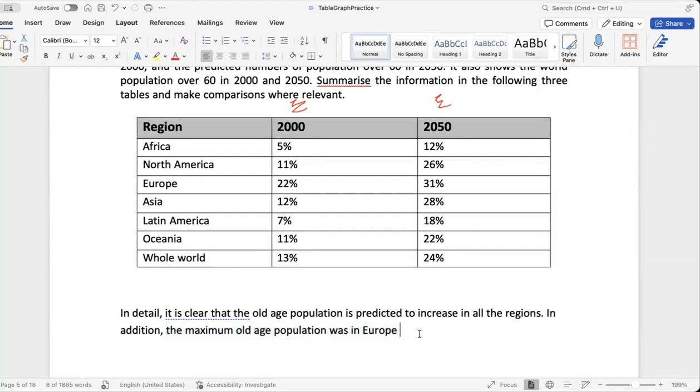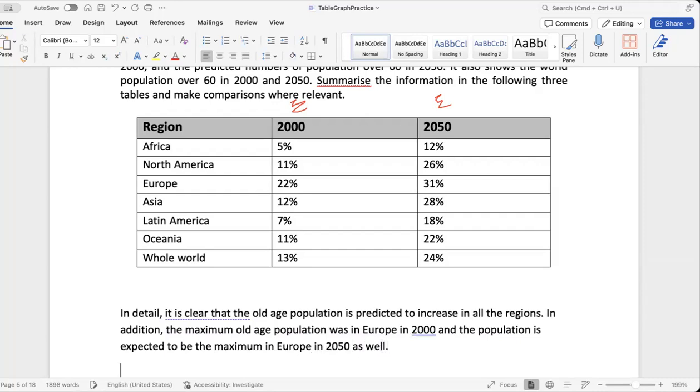Present tense. Yes. Okay, so we'll write 2000 here, and it is expected to have, will. And the population is expected to be the maximum in Europe in 2050 as well. Now it's clear, and it wants me to put a comma here because it wants me to pause here. That is how the sentence would come.